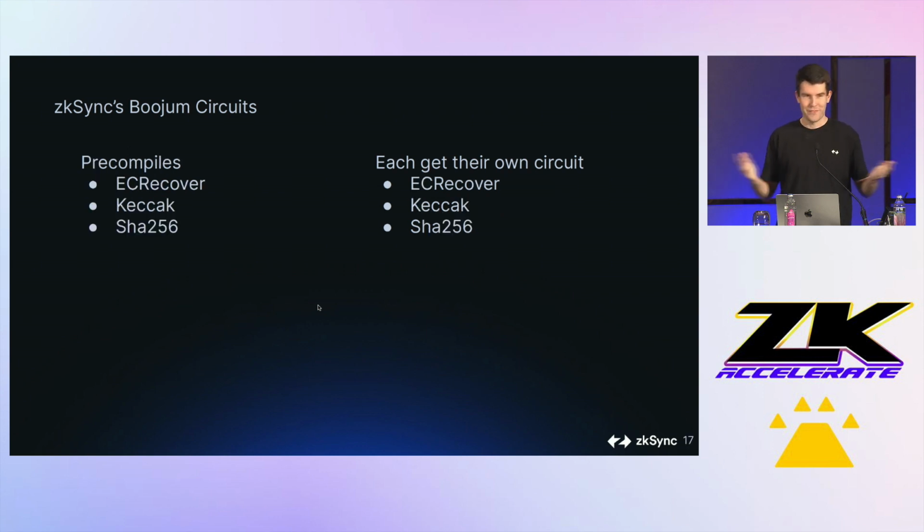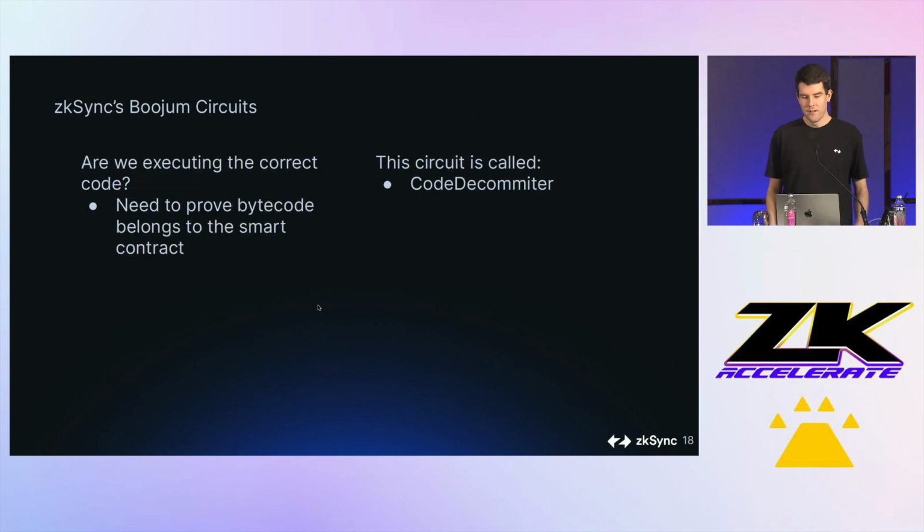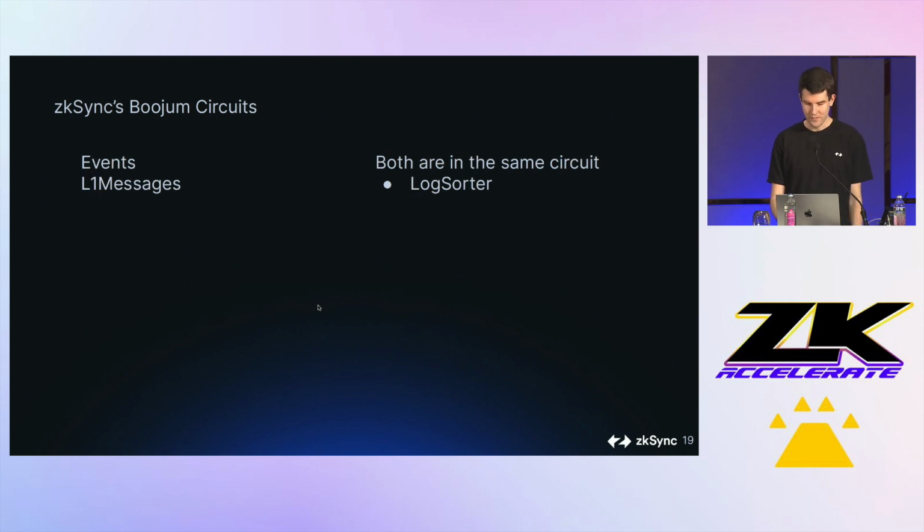Similarly, we have circuits for all the precompiles. EC recover, Keccak, SHA-256, they all get their own circuits. All of these are very commonly called functions, so it makes sense to optimize one circuit just for these pieces of code. And also checking that the code we're executing is the right thing happens in the code decommitter circuit. The events and L1 messages are so similar that we can put them in the same circuit, and that one's called log sorter.